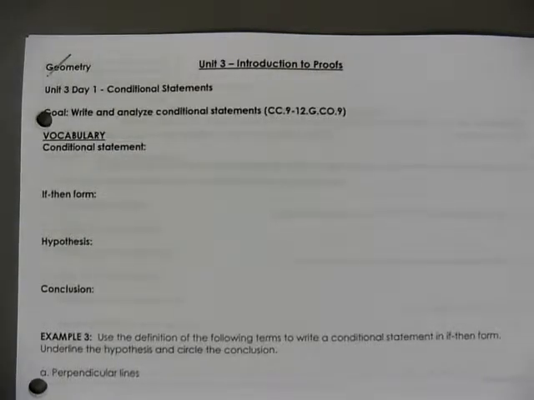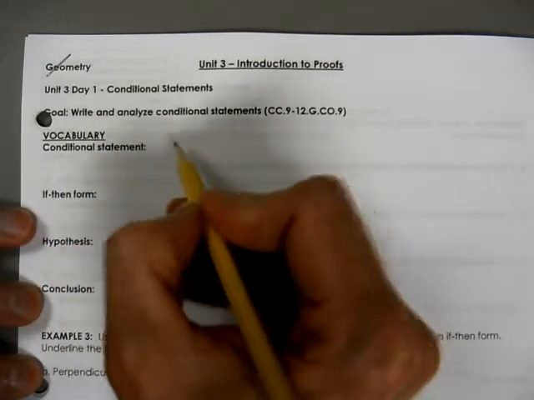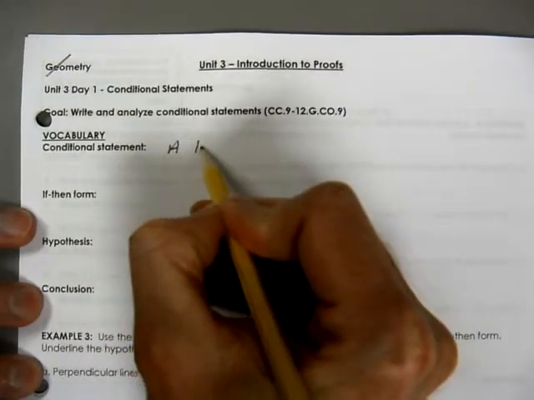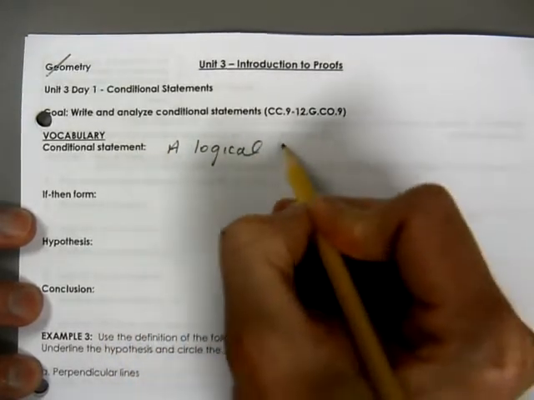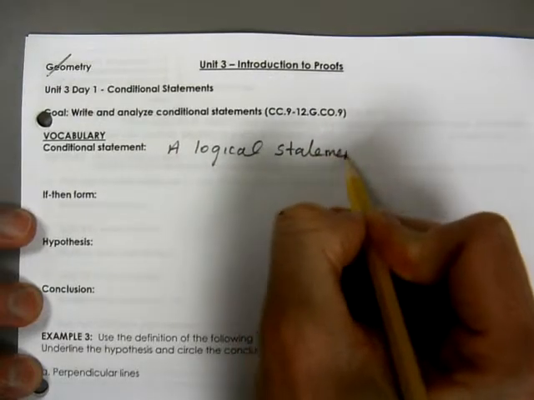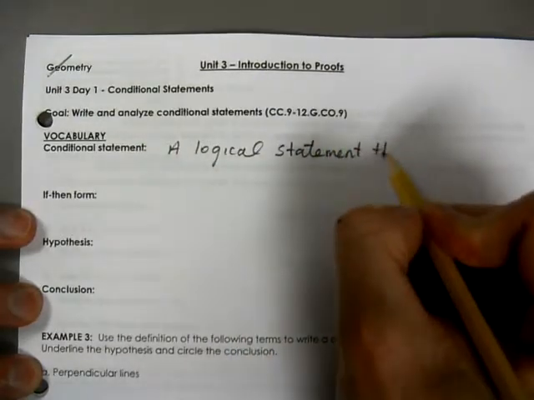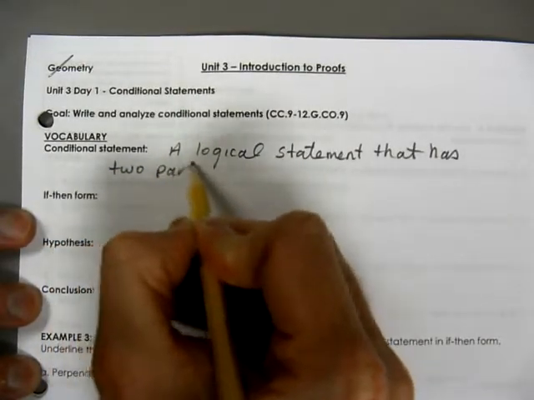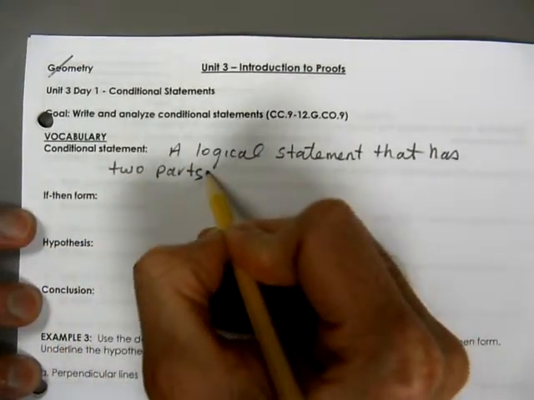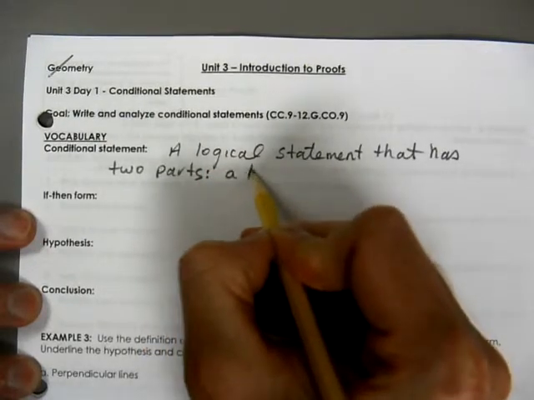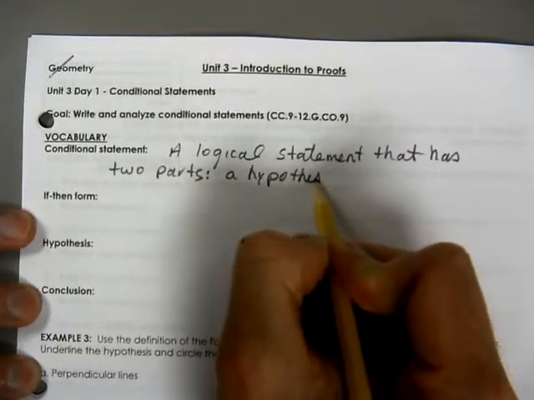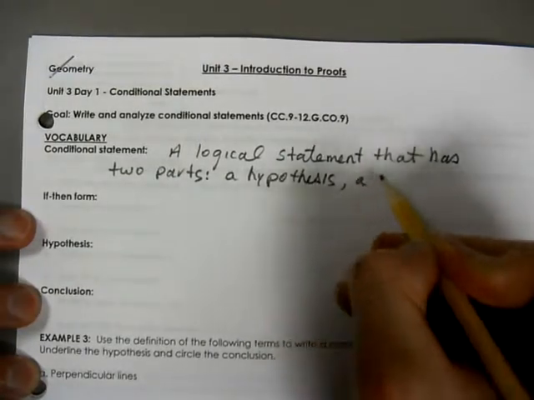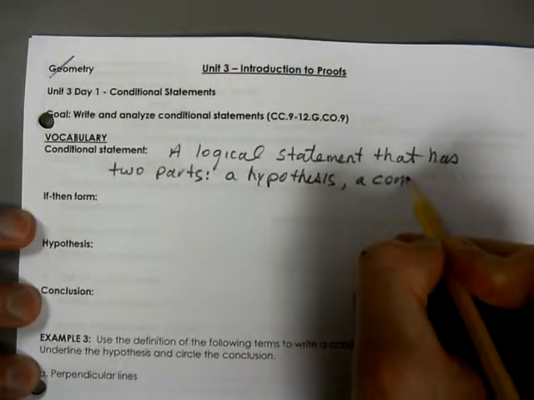This is geometry, the first day of Unit 3. We're going to talk about some vocabulary. We're going to start with conditional statements. A conditional statement is a logical statement that has two parts: a hypothesis and a conclusion.